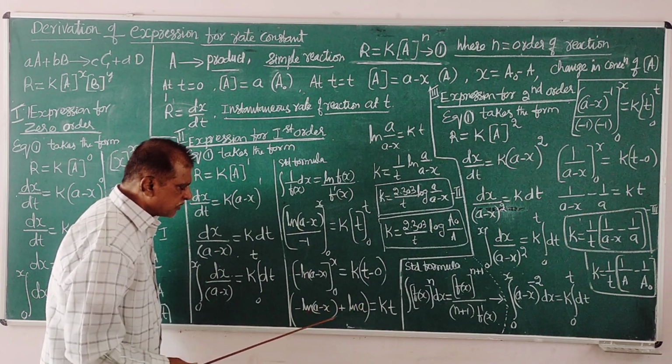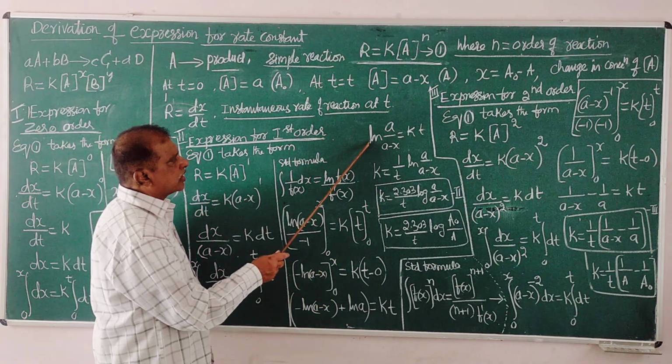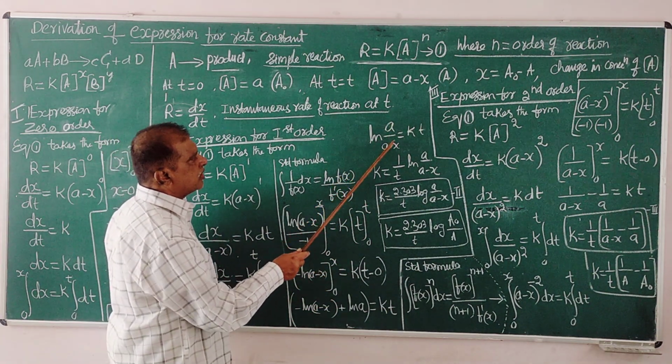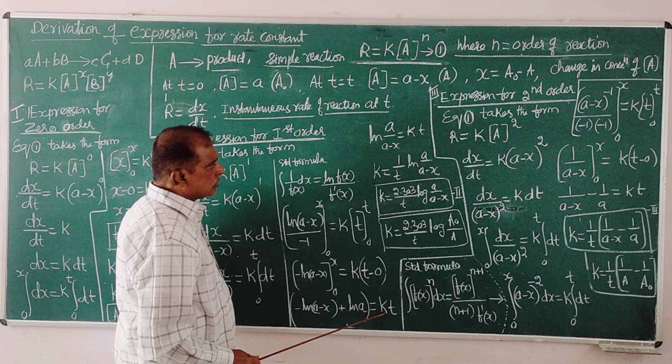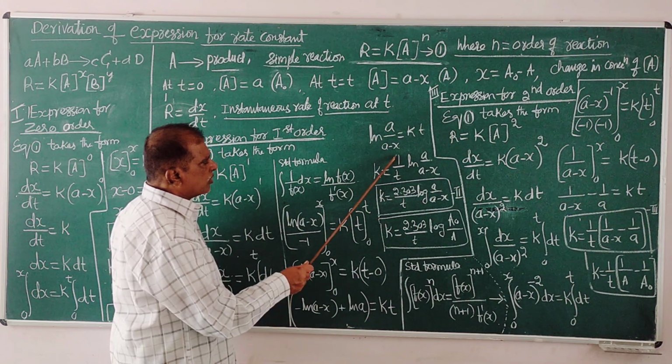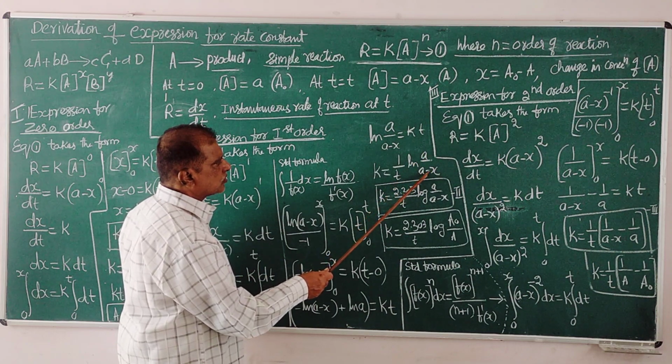And a, this is my logarithm function, plus and minus. It becomes the logarithm of the ratio of a by a minus x equals k into t. Right. So k is 1 by t into logarithm of a by a minus x.